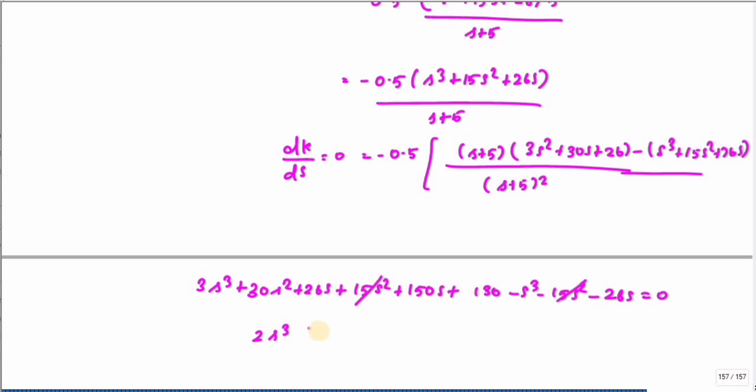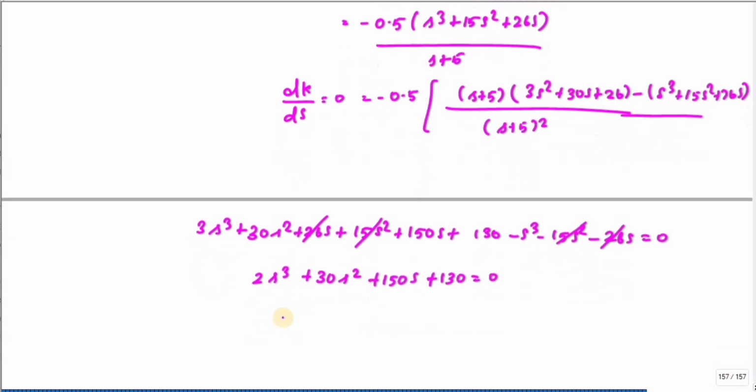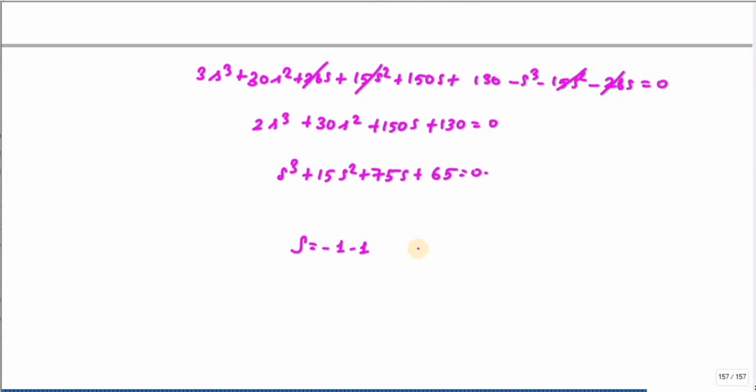Okay, so if I solve, I get 2s cube plus 30s square. The 15s square and minus 15s square get cancelled out, and 26s and minus 26s get cancelled out, plus 150s plus 130 is equal to 0. So now if I divide the whole term by 2, I'll get s cube plus 15s square plus 75s plus 65 is equal to 0. On solving, I'll get s is equal to minus 1.1. That is my breakaway point.